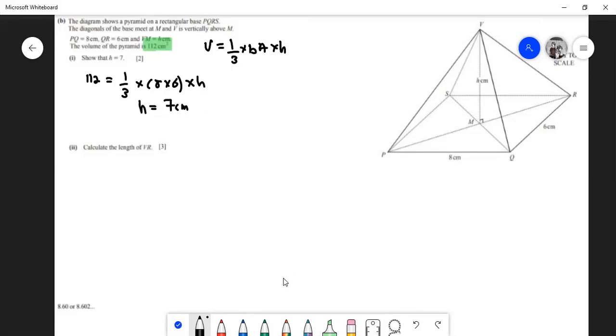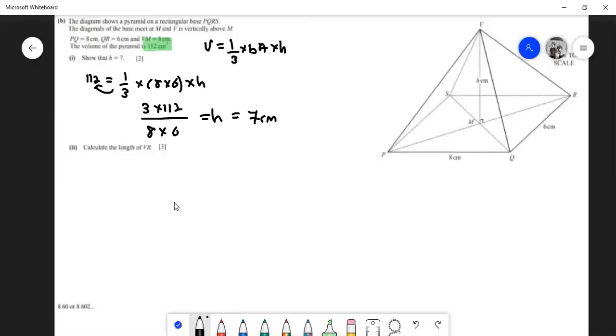Probably I'll just show you how to do it. So we shift the 3 first. So 3 times 112, and then this whole thing you shift there. So it'll become 8 times 6 equals my height, which is also known as 7 cm.